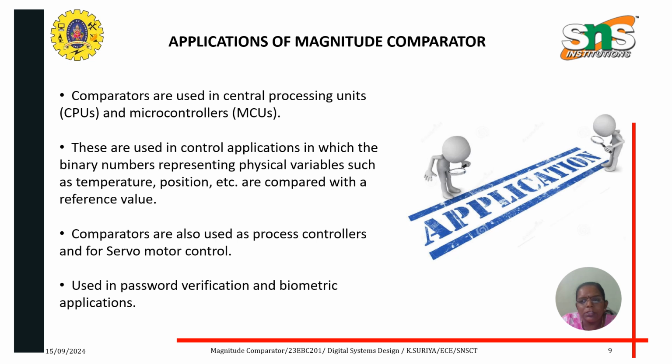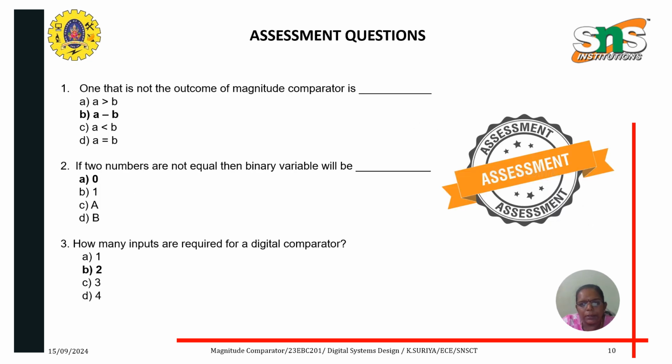Some of the applications of magnitude comparator are: it is used in central processing units and microcontrollers, and also it's used in control applications in which the binary numbers representing physical variables such as temperature, position, etc. are compared with a reference value. It is also used as process controllers and for servo motor control. It is used in password verification and biometric applications.